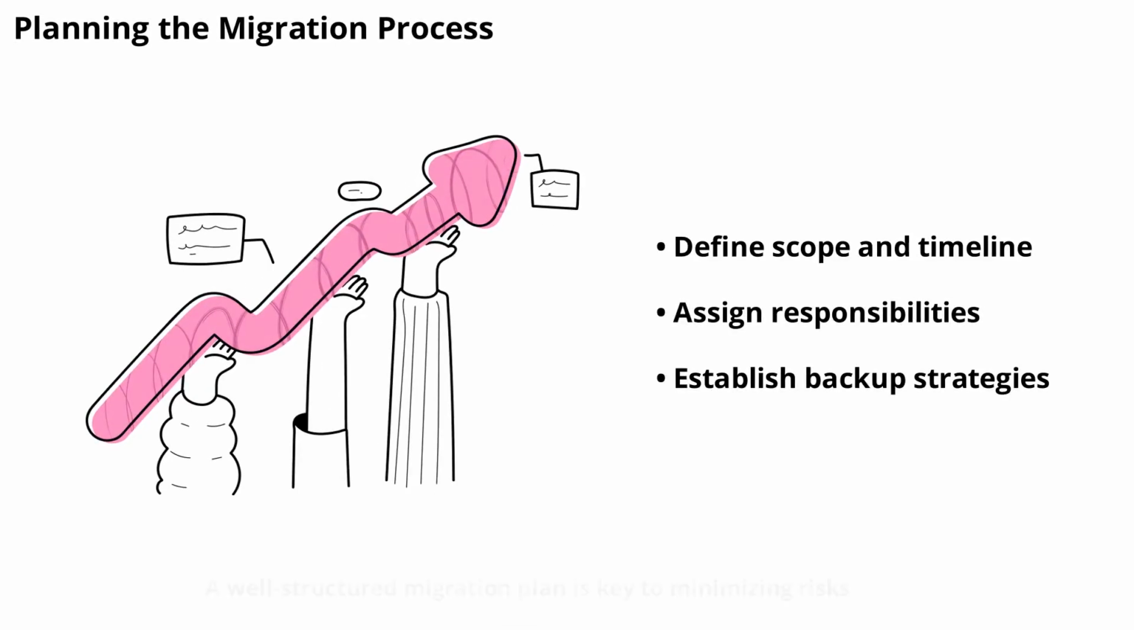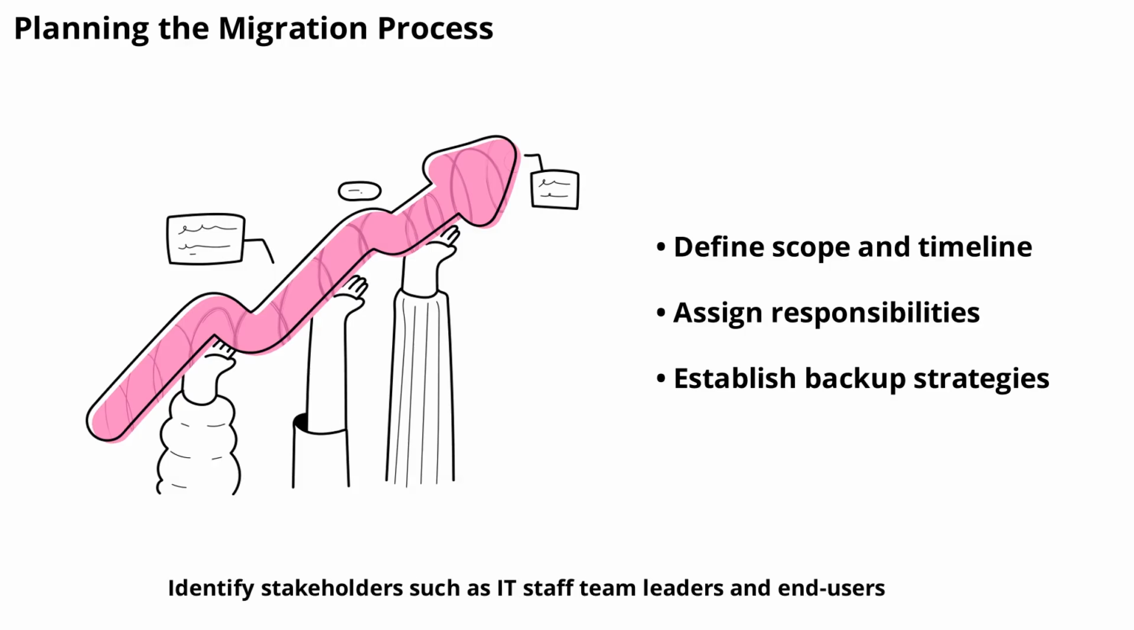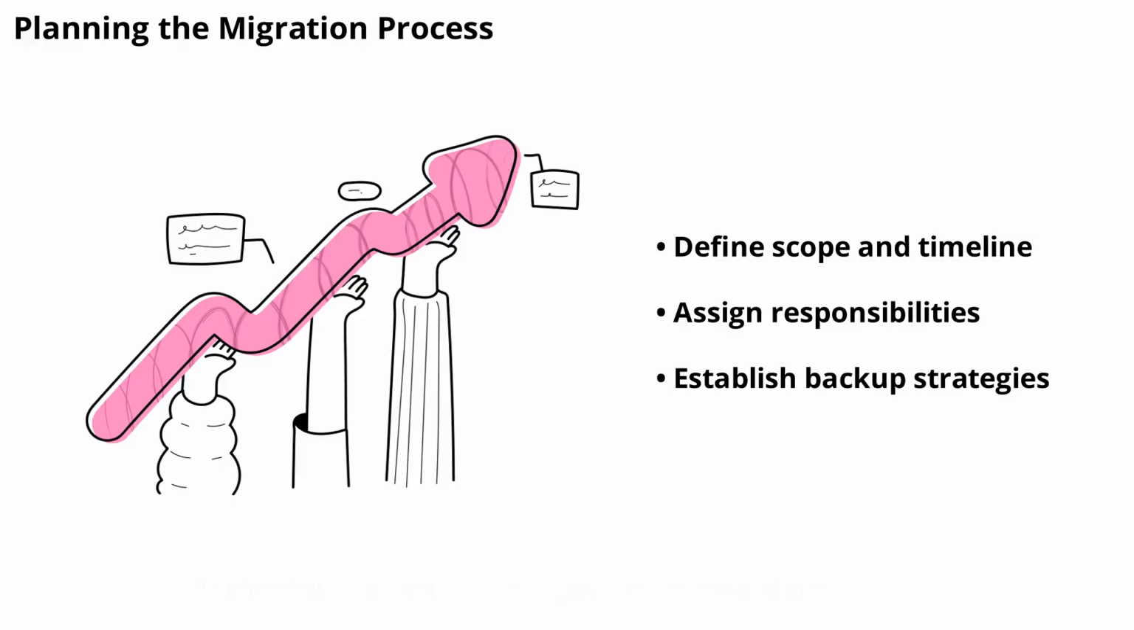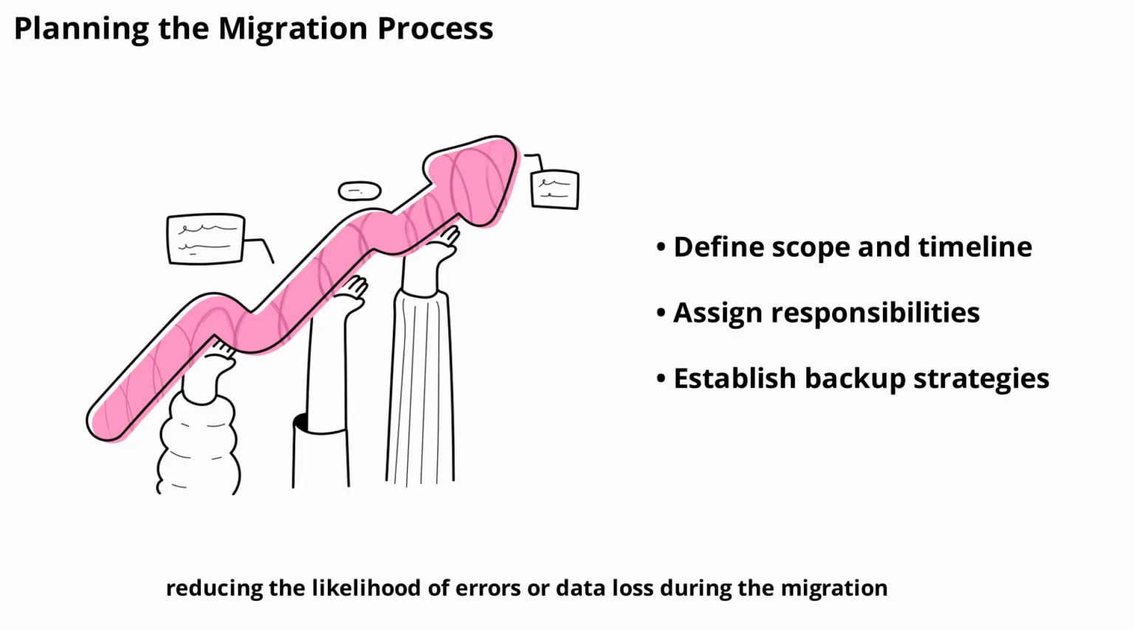A well-structured migration plan is key to minimizing risks. Start by defining the scope, timeline, and responsibilities. Identify stakeholders, such as IT staff, team leaders, and end users, and communicate the migration plan clearly. Establish checkpoints and backup strategies in case issues arise. By planning ahead, you can anticipate challenges and ensure that everyone involved knows their role, reducing the likelihood of errors or data loss during the migration.